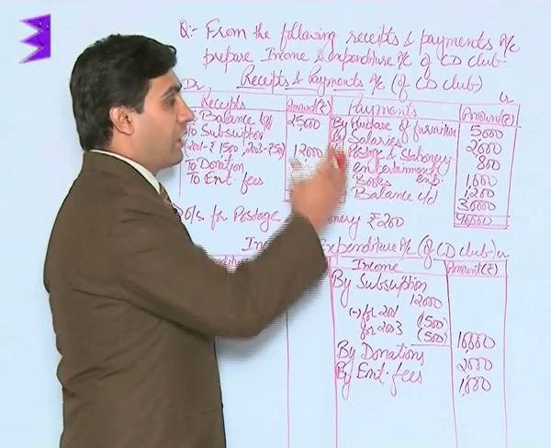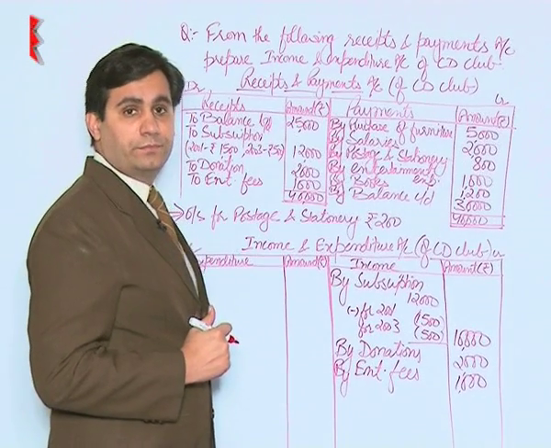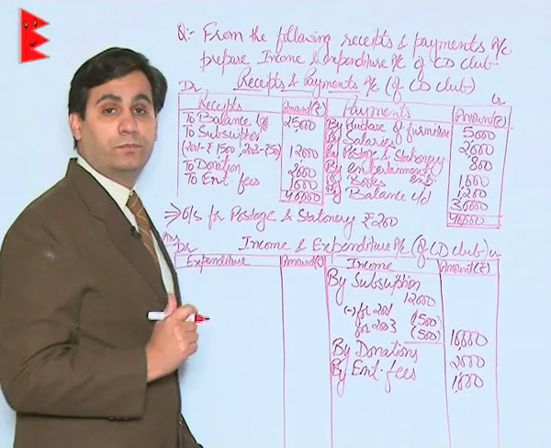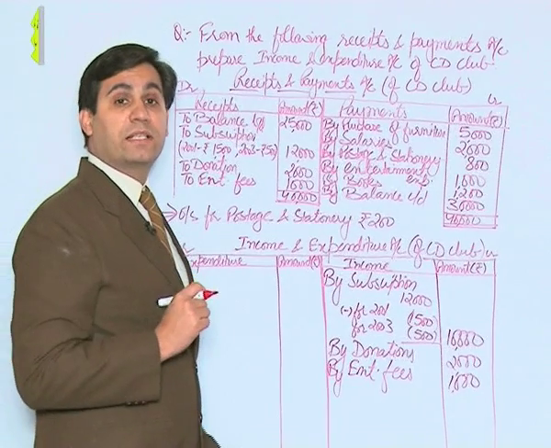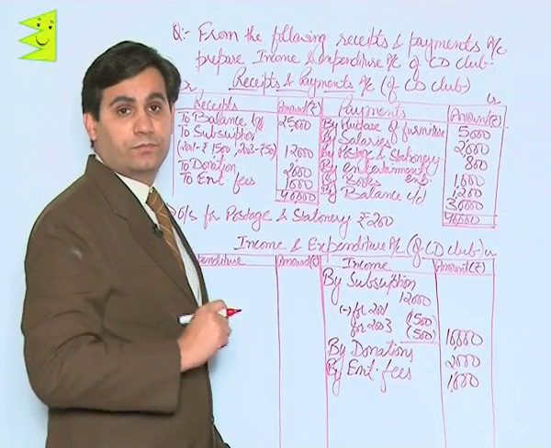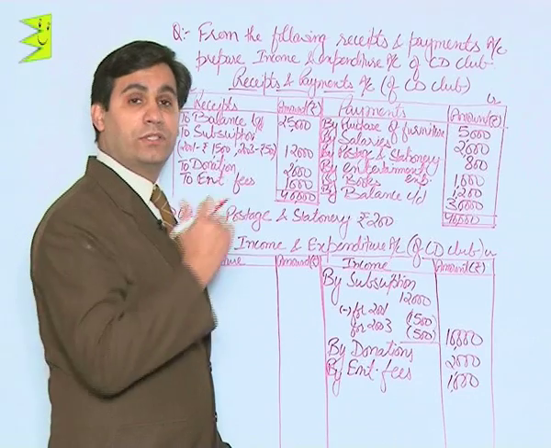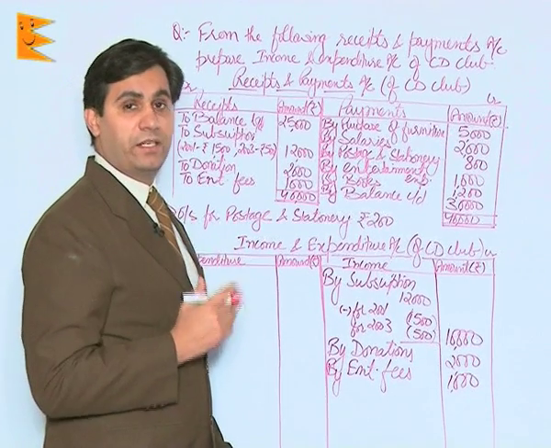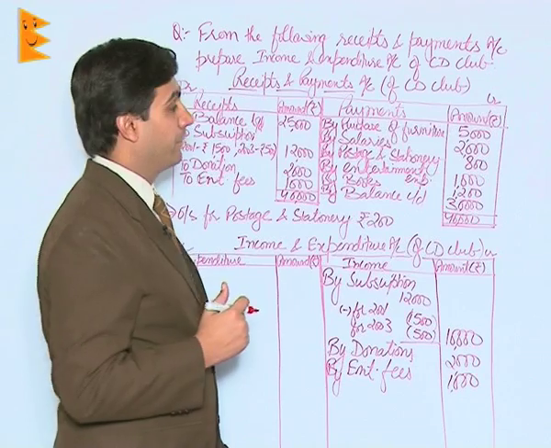Now students, coming on to the payment side. The first item on the payment side is purchase of furniture. Remember, furniture is a capital asset. It is a long-term asset, so it is a capital item. Hence, it would not be shown on the payment side. It is not an expenditure for this year.